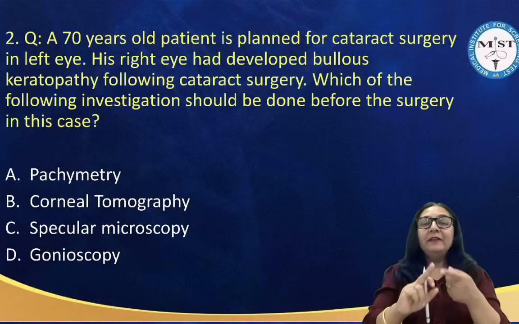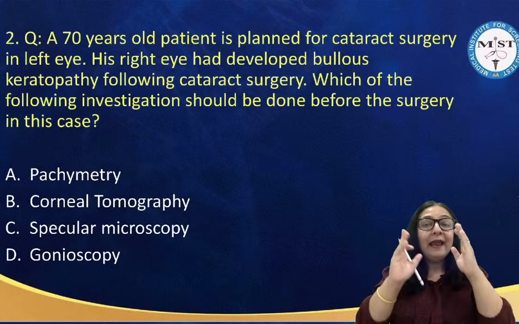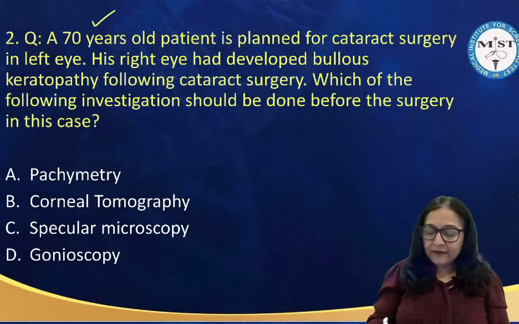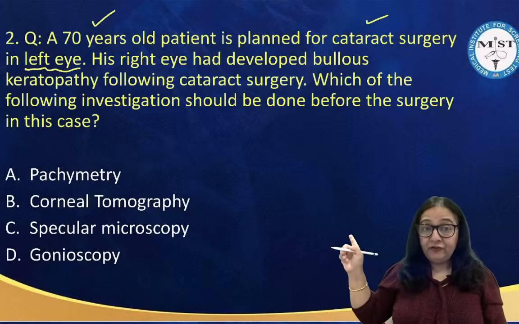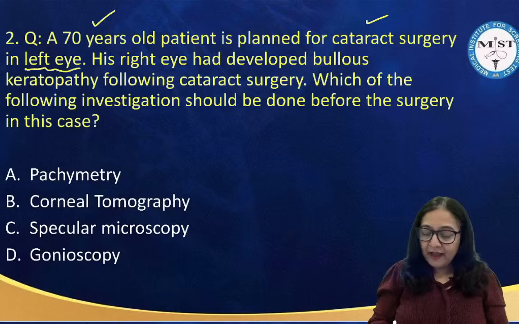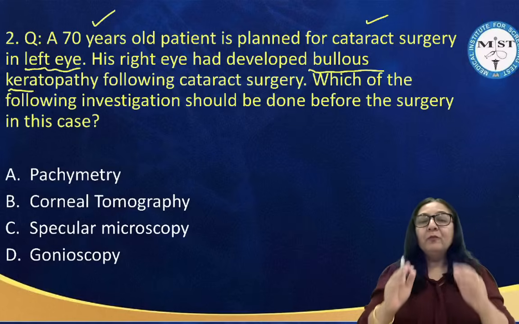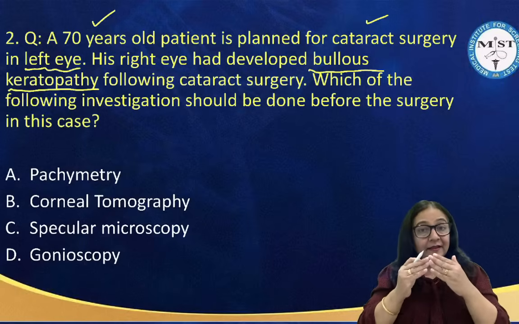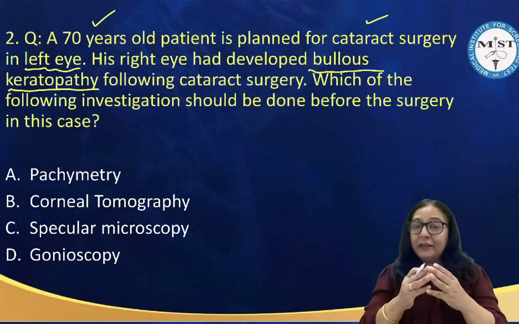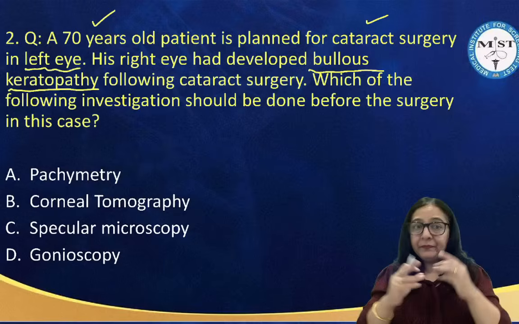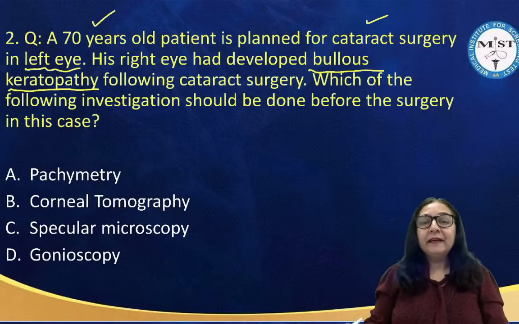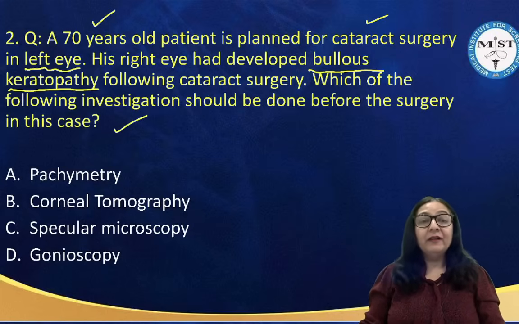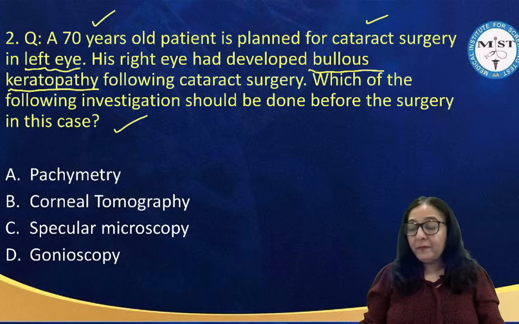Okay. Now, again, coming to the question statement, reading it carefully. An elderly patient, 70 years old, is being planned for cataract surgery in the left eye. Then there is a past history that in the right eye, the patient had developed bullous keratopathy. Bullous keratopathy is a state of corneal decompensation in which there is bulla formation on the cornea because of the corneal edema. Now, which of the following investigations should be done before planning surgery in the other eye? Okay. What are the choices? Pachymetry, corneal tomography, specular microscopy, gonioscopy.